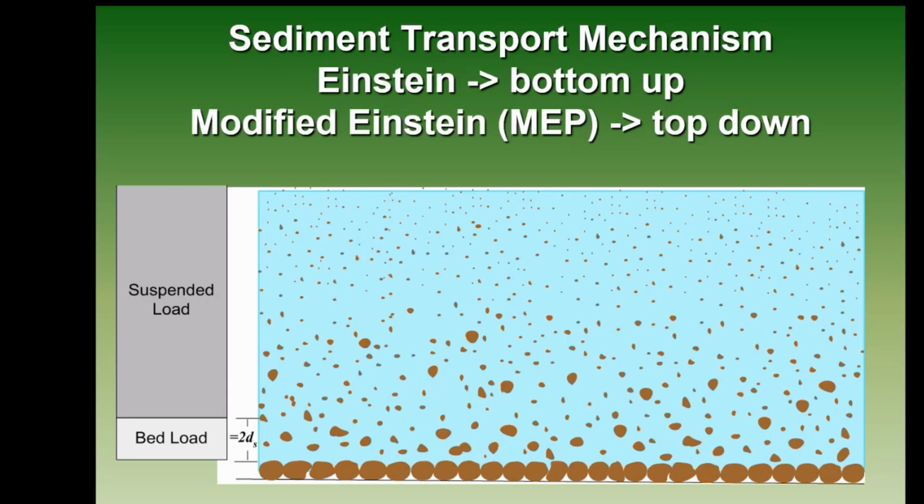But Einstein said, I'll get an equation to determine how much sediment is rolling in that thin layer here. I'll determine a concentration near that layer, and then I'll use the Rouse equation to get a concentration profile going up, and I will integrate how much is going up. Then I'll get the total from the sum of those two. This is the Einstein procedure.